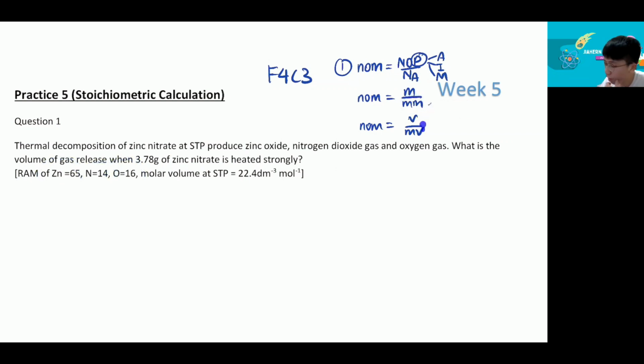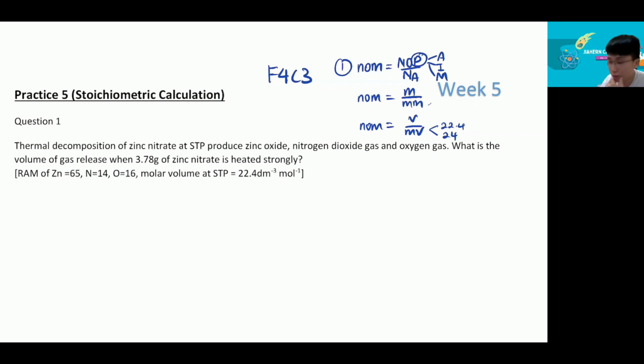Then molar volume is also something that should be provided by the exam. You see, molar volume at STP is 22.4. Actually, molar volume is one of the very easy things to remember. Molar volume only has two choices: you only have 22.4 and 24. It depends on the condition of the question, then you choose the correct molar volume accordingly.